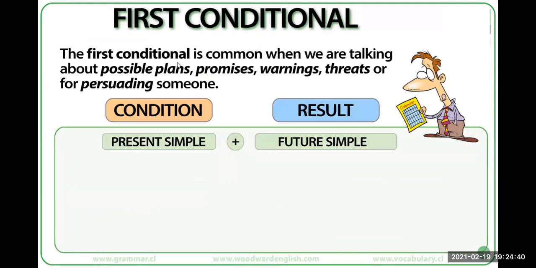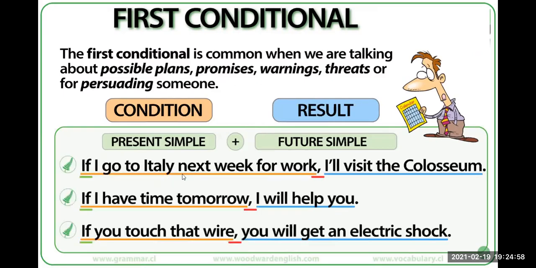It says, the first conditional is common when we are talking about possible plans, promises, warnings, threats, or persuading someone. Okay, we're going to see some examples of this. It says, if I go to Italy next week for work, I'll visit the Coliseum. Okay, so this is a plan. Okay, si yo voy a Italia, voy a visitar el Coliseo. Entonces puedo utilizar este tipo de condicional también para describir un plan en el futuro.